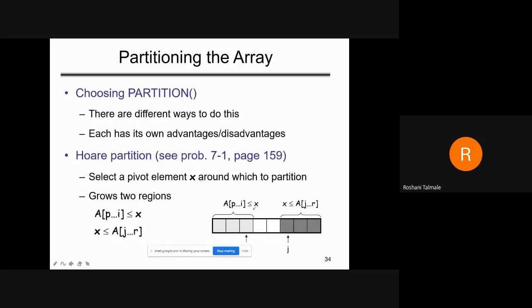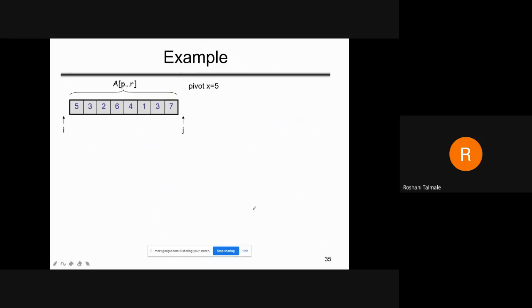So choosing a partition, there are different ways to do this. Each has its own advantages and disadvantages. Different partition methods are used, but we will use one method that is based on the reference method.